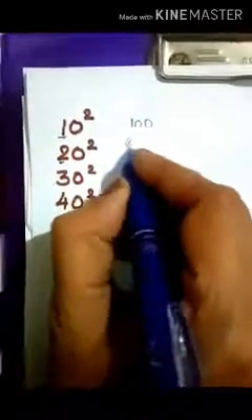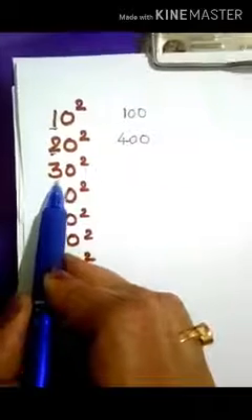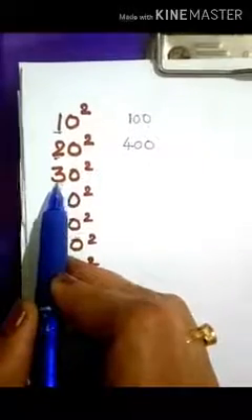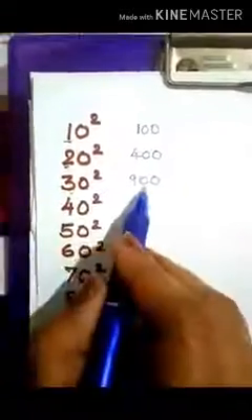See the next one. It is 2. What is the square of 2? 4. 2 2s are 4. So I'll write here 4, and each 0 will become double. So 20 square is 400. Now coming to 30 square. 3 square is 9. And each 0 put as double. So 30 square becomes 900.